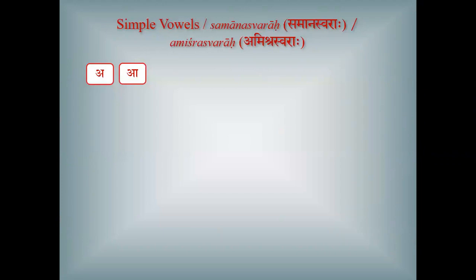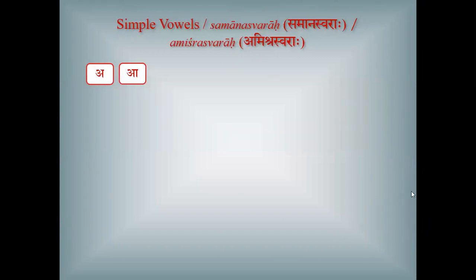The sound comes from the throat. So when you pronounce it, you see that it is coming from the throat, not just from the periphery of the mouth. It should come from kanta, the throat, not just by opening the mouth and expelling the air. It is not ha, it is a.